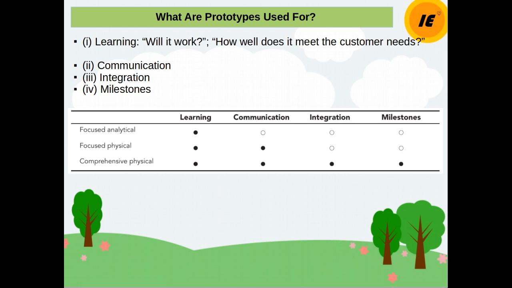The third thing that one can achieve is integration. Prototypes are used to ensure that the components and the subsystems of the product work together as expected. Comprehensive physical prototypes are most effective as integration tools in product development projects because they require the assembly and physical interconnection of all parts and sub-assemblies that make up a product.